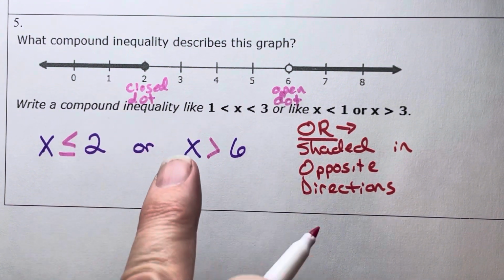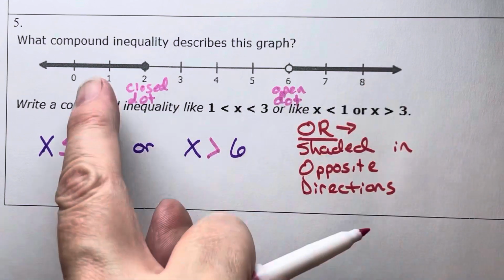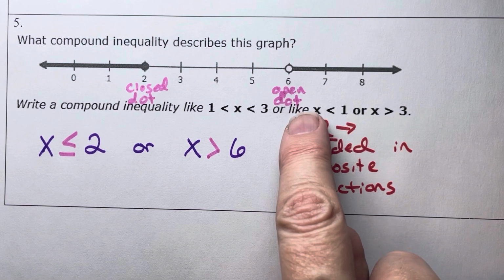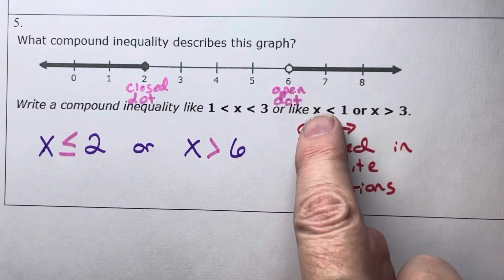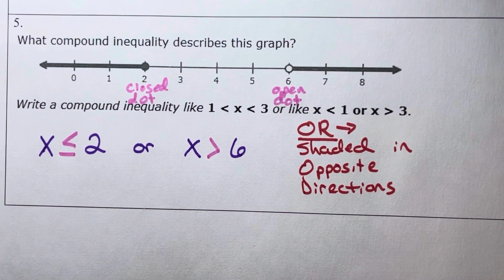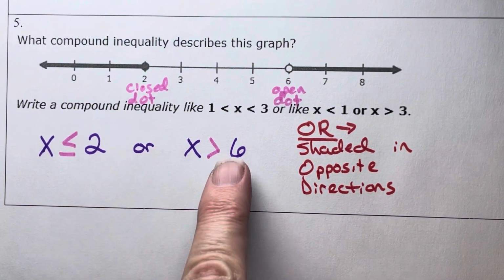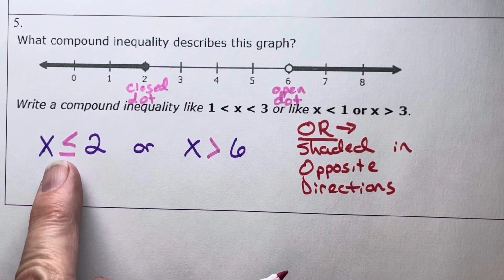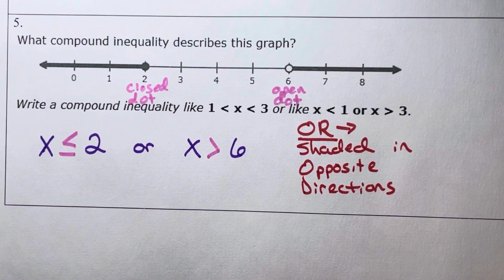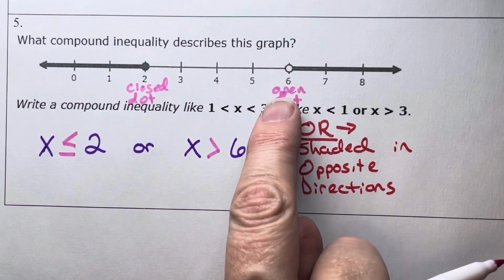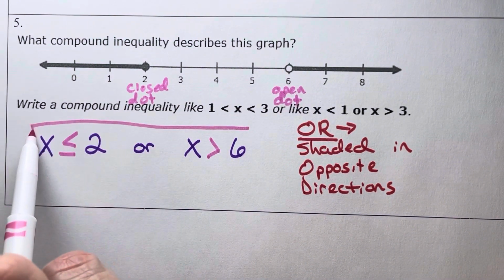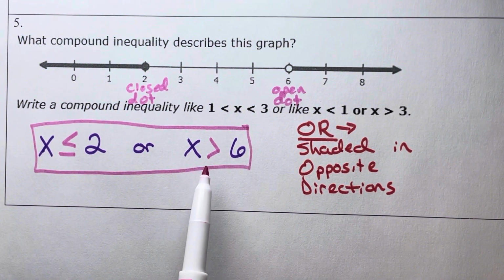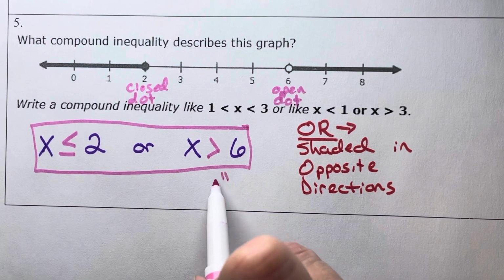So we were able to deduce because of the shading that this is an "or" statement. We were given a hint as to how to set up an "or" statement. And then we needed to place in our own numbers that were appropriate to our graph, and then use our symbols based on whether or not we had a closed dot or an open dot. Thus, x is less than or equal to 2, or x is greater than 6. And there you go.